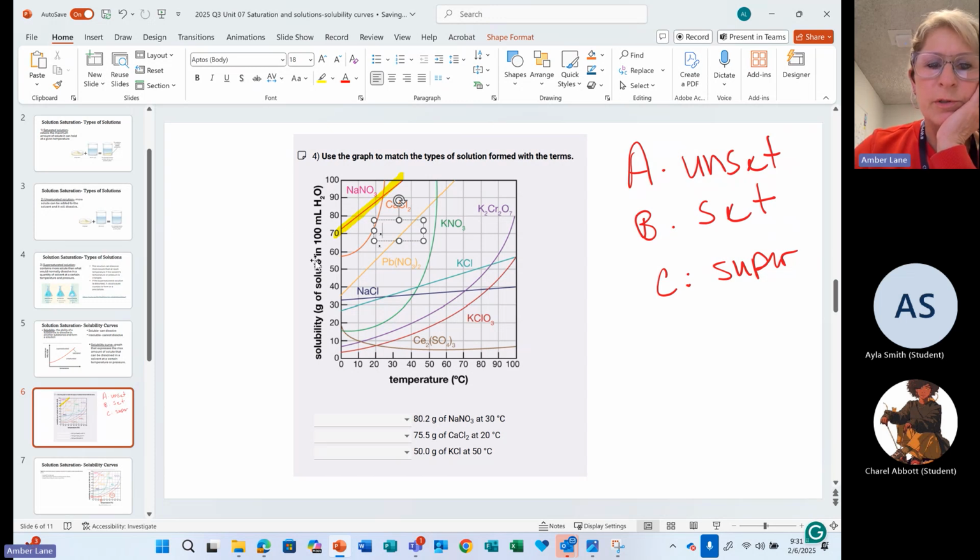So I don't know what's going on. So since it fell directly on the line, that would be considered a saturated solution. I don't know why my lines keep disappearing.